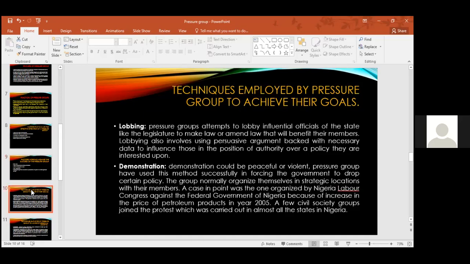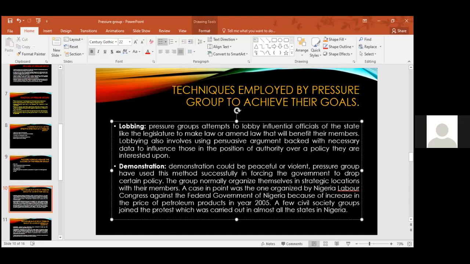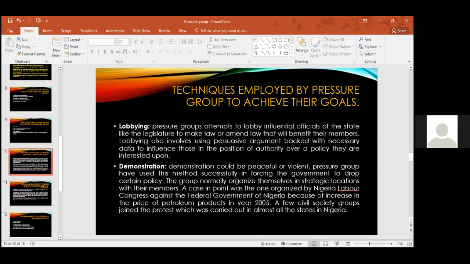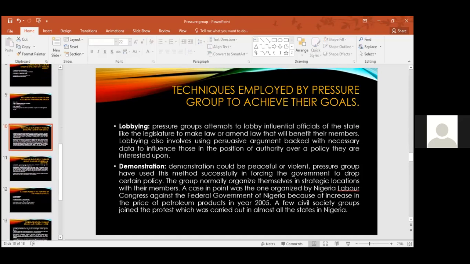Yes, sir. All right, so let's move to the next part, which is one of the most interesting parts of pressure groups: techniques employed by pressure groups to achieve their goals. So when we say techniques, that means what are the things that pressure groups do to achieve their goals? Now, number one is lobbying.